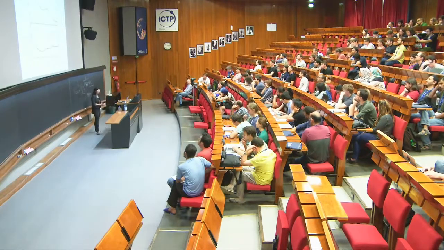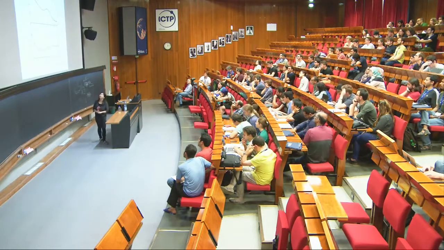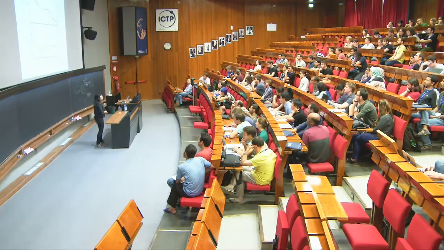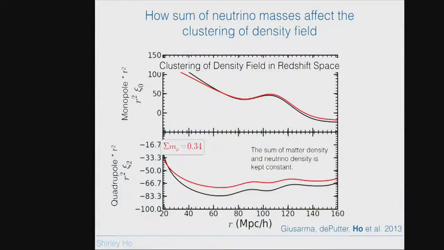So that is the clustering of the density in redshift space and how it changes as a function of the neutrino masses. It's an animation, so it might make people wake up a little bit. The monopole and quadrupole both change as a function of the sum of neutrino masses, as you can see. So that's how, if you calculate the clustering of the universe, you can tell about the neutrino masses. That's the answer to yesterday's question in a more quantitative way.